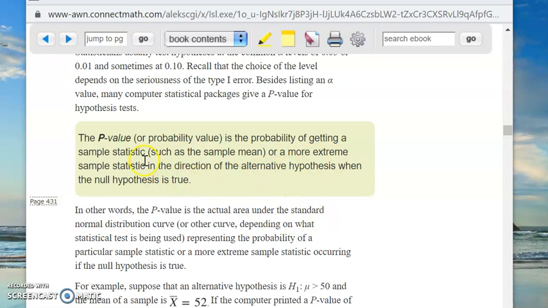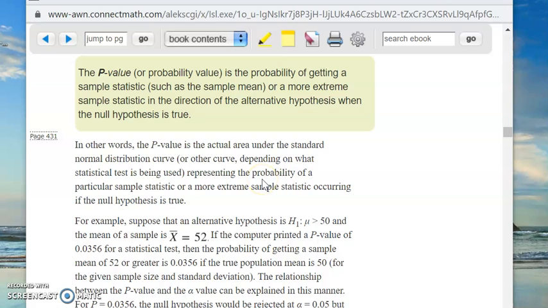Probability of getting a particular sample statistic or an even more extreme sample statistic in the direction of the alternative hypothesis when the null hypothesis is true. So just like before, the null hypothesis is the status quo. That's what we assume to be true. We're not going to change it unless we're convinced, okay? And the null hypothesis is what we assume to be true. The alternative hypothesis is what some researcher is trying to convince us is true.